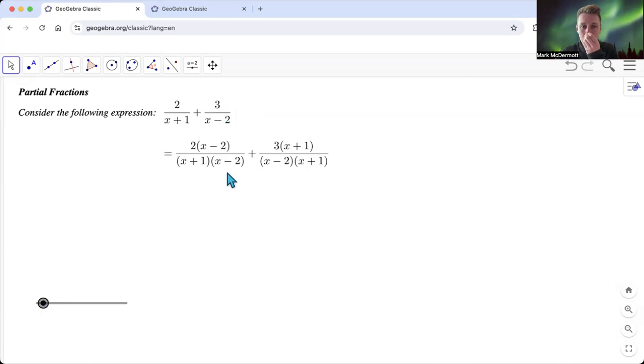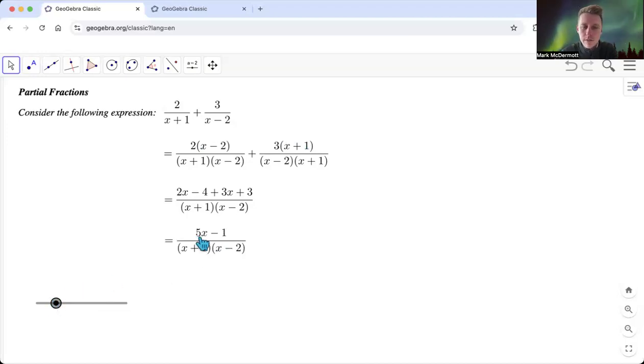So what we can do is express that with the common denominator of x plus 1 multiplied by x minus 2. And then what we get is the numerator being, if we expand it, 2x minus 4 plus 3x plus 3. And then if we collect like terms, we get 5x minus 1. 2x plus 3x is 5x, minus 4 plus 3 is negative 1. So what we get is this situation here.